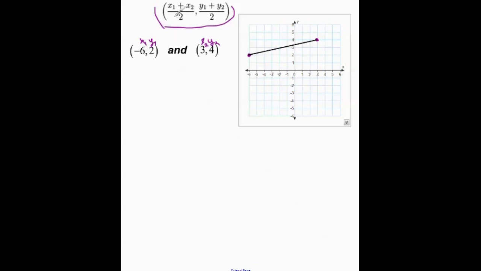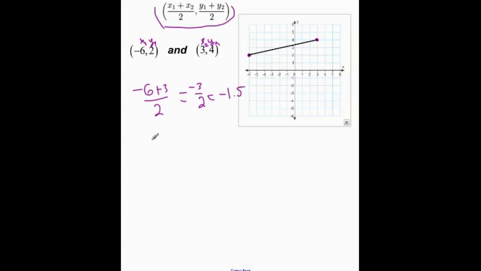All I do is just plug in. Look at this. You've kind of done this for a few years now. This is just like taking the average of two numbers. So we have -6 plus 3, plugging it right into the formula. And that is nothing more than -6 plus 3 is -3, so -3 halves. In geometry, we often use decimals, so that's -1.5.